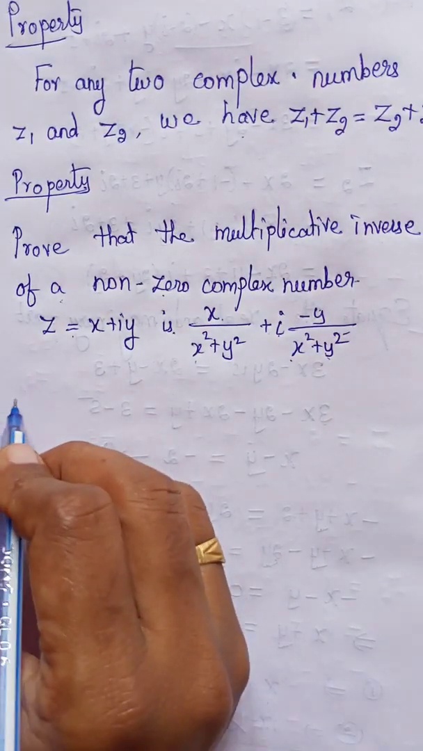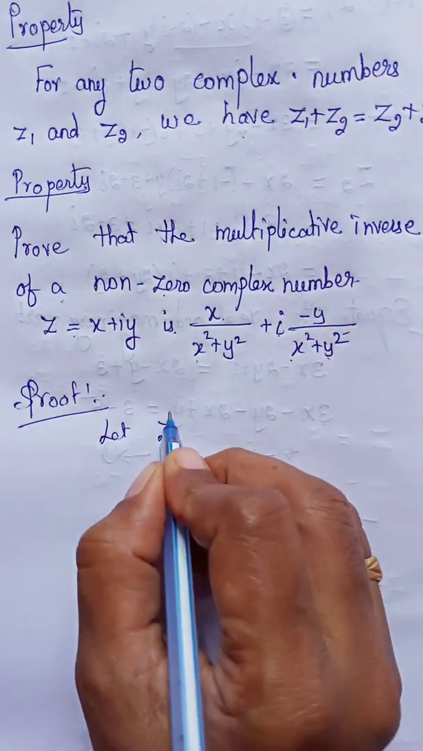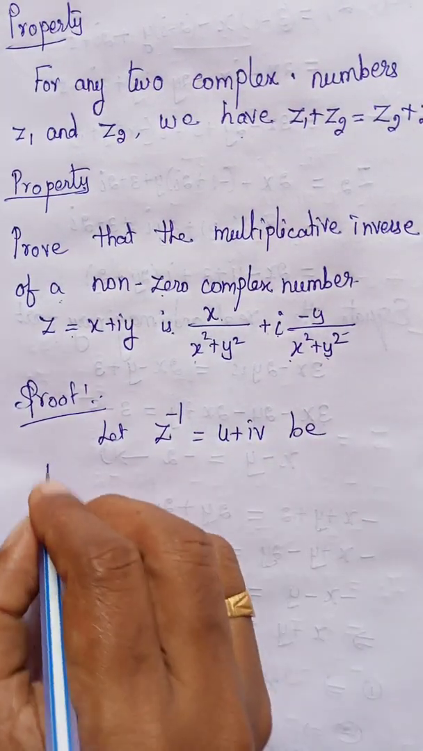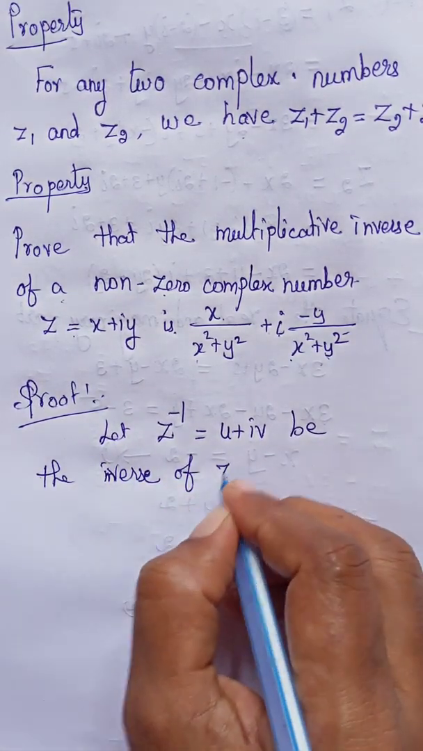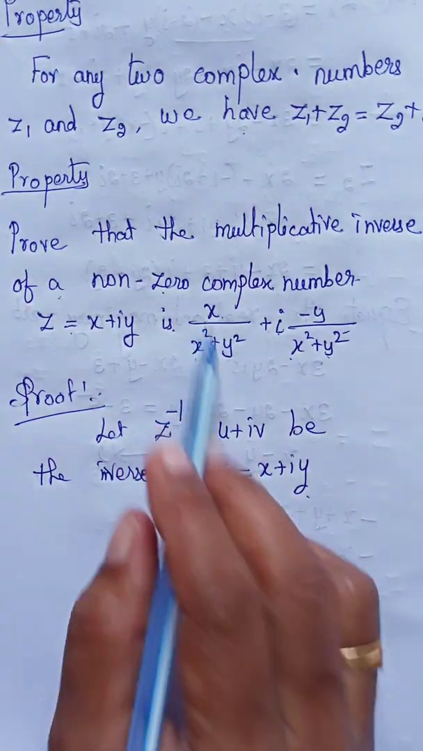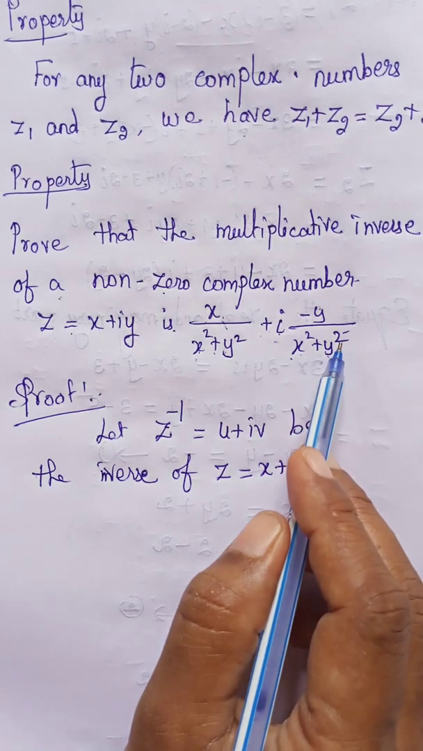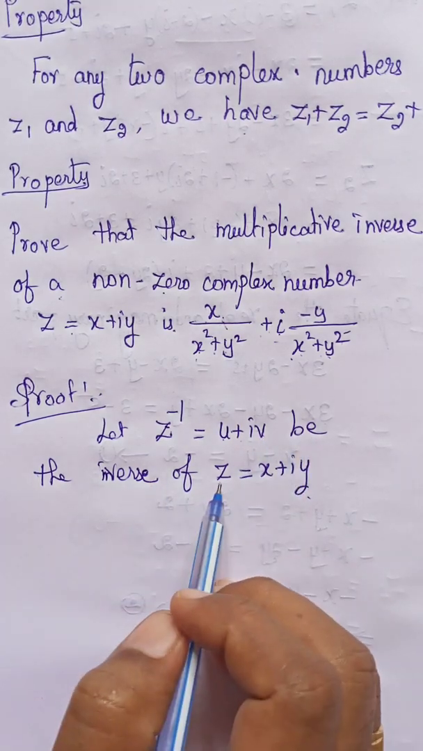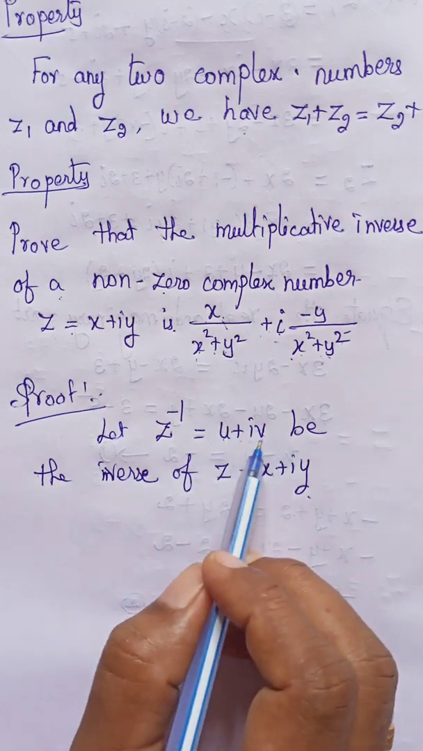So, the proof. Let Z inverse equal to u plus iv be the inverse of Z equal to x plus iy. We don't know u and v yet. Now we should prove Z inverse is equal to x by x square plus y square plus i into minus y by x square plus y square. So I have taken Z inverse equal to u plus iv be the inverse of Z equal to x plus iy. Now we need to find out what is u and what is v.